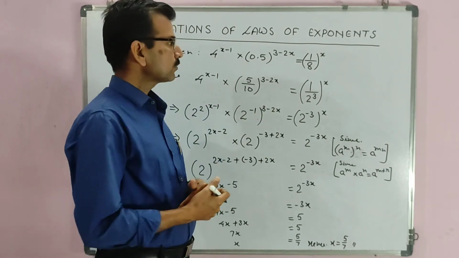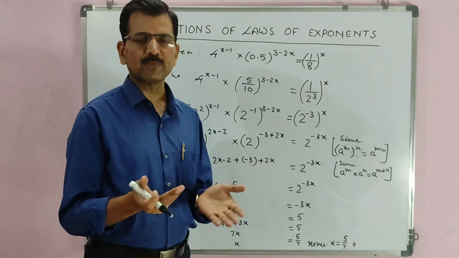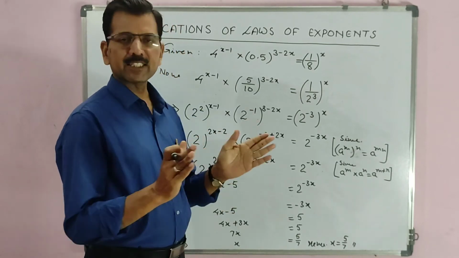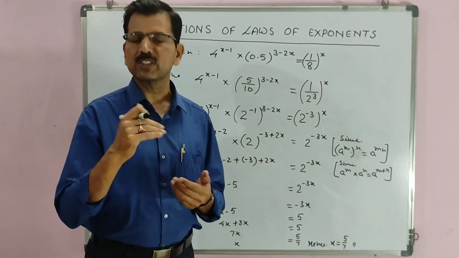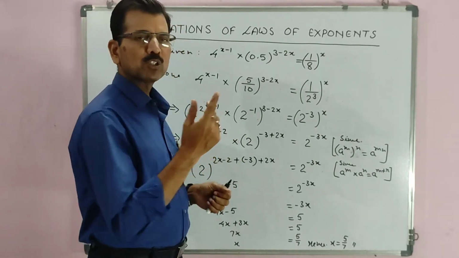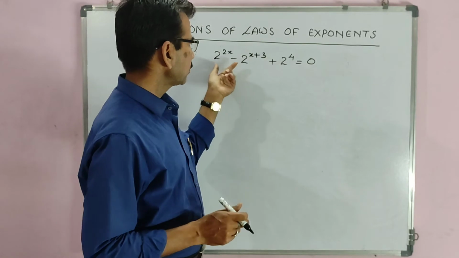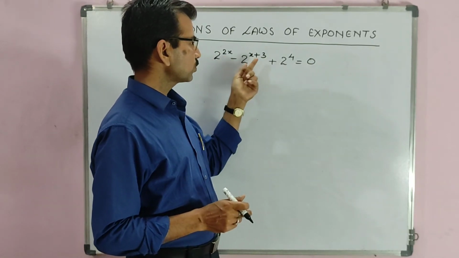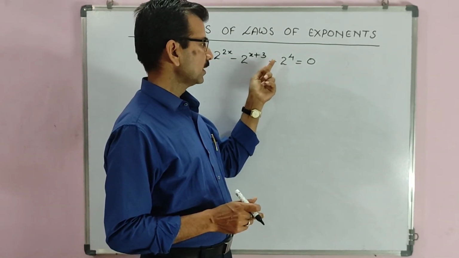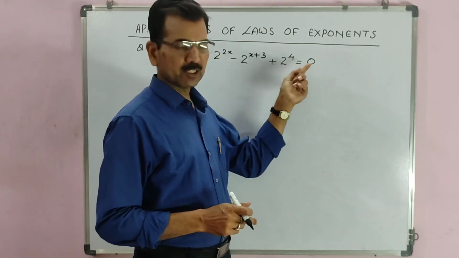Okay, let us take one more question which is of another type. If you understand the concept, you can solve many questions of that type. Okay, so we are going to take another question. Students, this question written here: 2 raised to power 2x minus 2 raised to power x plus 3 plus 2 raised to power 4 is equal to 0.